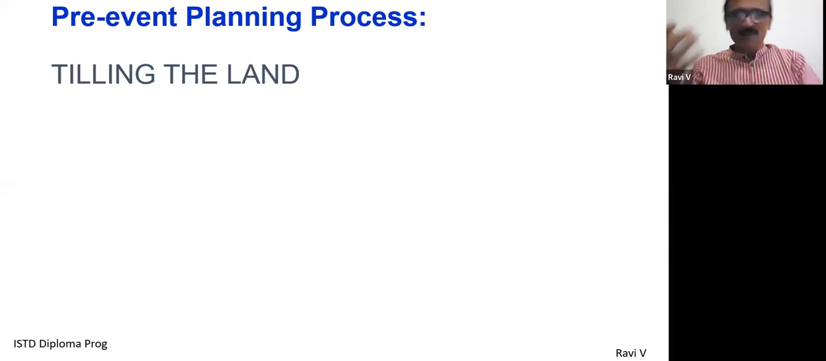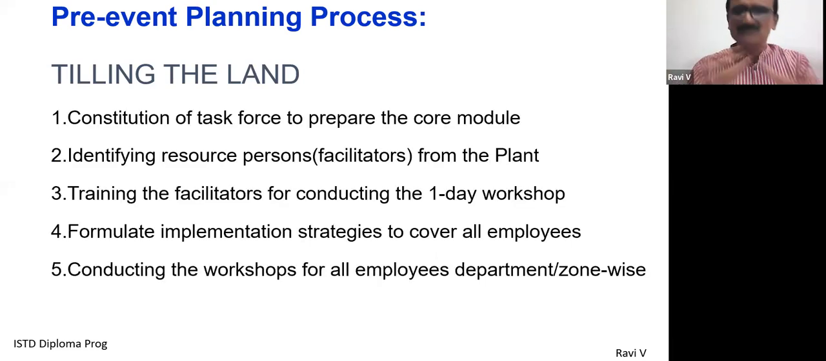So, using the crop analogy, I use this word, tilling the land. This was the preparation. How did we do it? We constituted a task force. I'm talking about this large scale intervention, the OD intervention. We had a pool of people across the entire plant, and then we identified facilitators, and then trained the facilitators how to conduct from a 2-day workshop to a 1-day workshop.